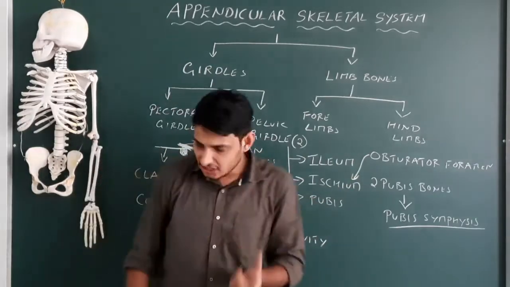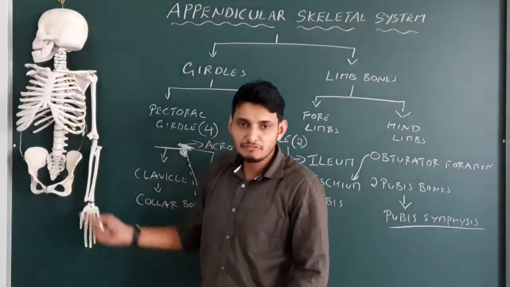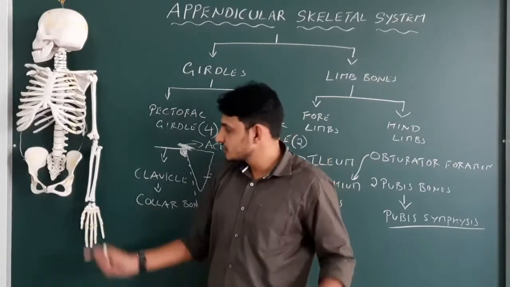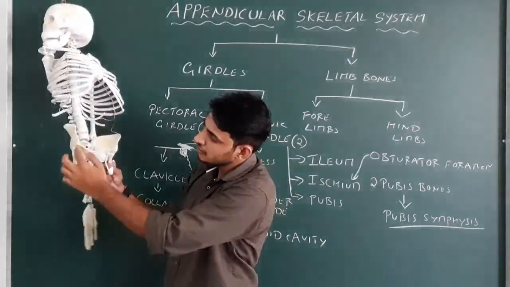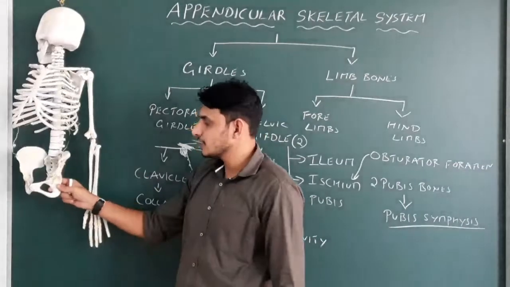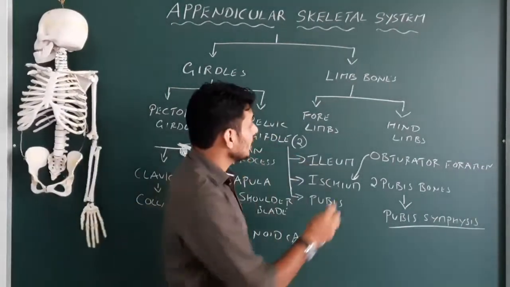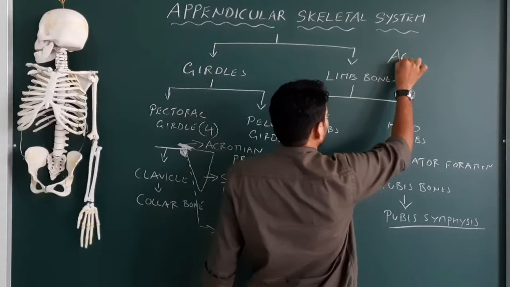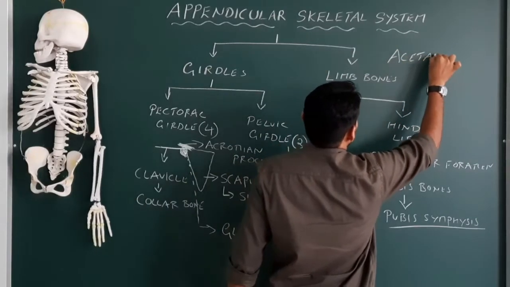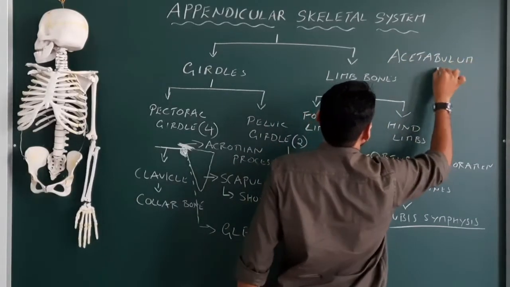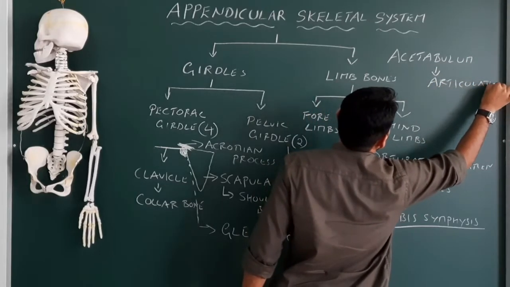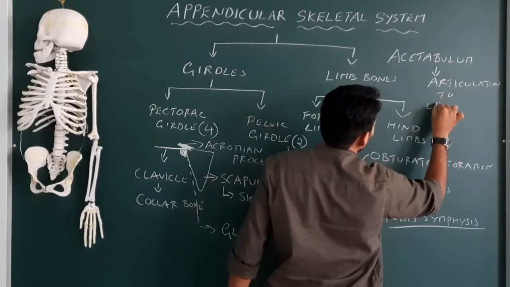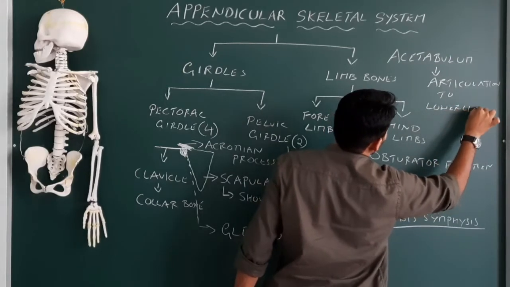And what is the structure which provides articulation to the femur of the hind limbs? This is the structure. You could see that structure, the cavity is there. So how many cavities are there? 2 cavities are there. These cavities are called the acetabulum. Let me write acetabulum. No confusion here. So which provides articulation, okay, articulation to lower limbs.